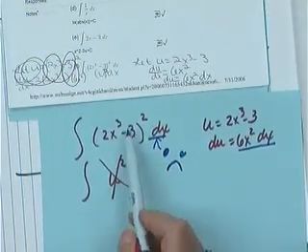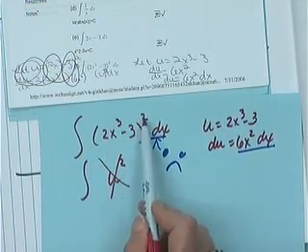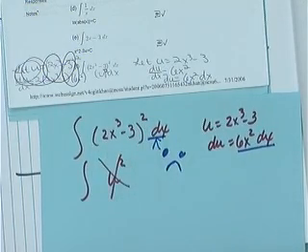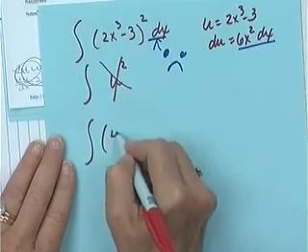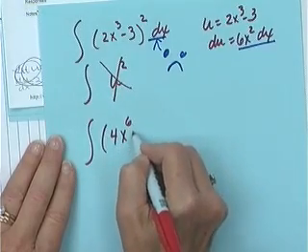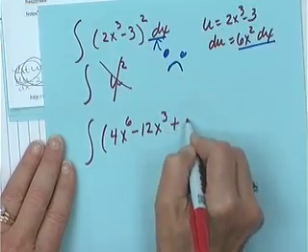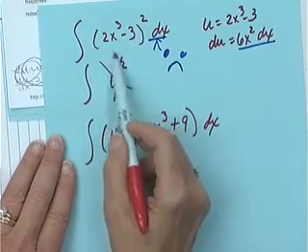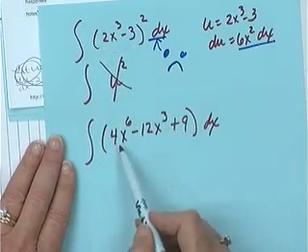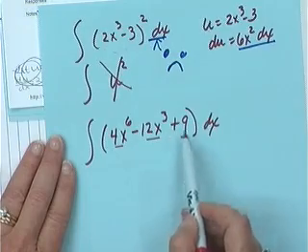Is there anything else you can do to this integrand to help yourself? You can square it. Try simplifying it when it doesn't work. So let's try squaring it. If you square this, you're going to get 4x to the 6 minus 12x cubed plus 9 dx. Just multiply this out, squared it. And now when you look at it, could you integrate this term by term?